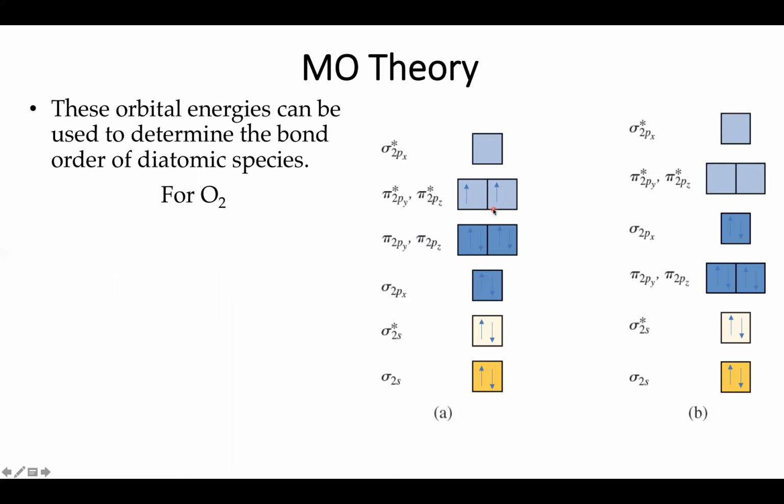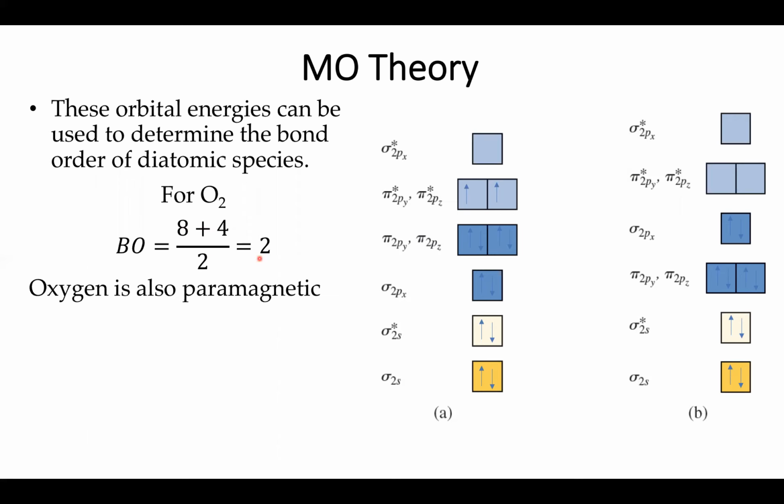Now, in order to determine our bond order, let's go ahead and count up how many electrons are holding my system together. So I've got 1, 2, 3, 4, 5, 6, 7, 8 electrons in bonding orbitals, and 1, 2, 3, 4 electrons in anti-bonding orbitals. So 8 minus 4 divided by 2, I've got a bond order of 2. So this actually works with what we tend to think about. Oxygen is connected by a double bond.